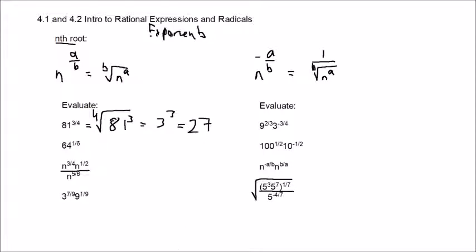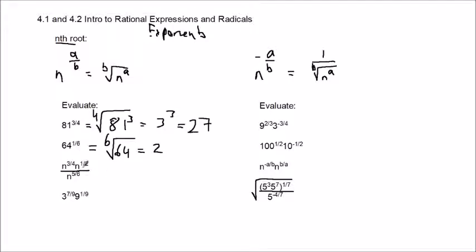Simple. Next, we have 64 to the 1/6 power. 64 to the 1/6 power is the sixth root of 64. So the sixth root of 64 is something that has to be multiplied 6 times in order to get out of the root. So 64 is 2 to the 6th power, luckily. So the answer is just going to be 2, right?